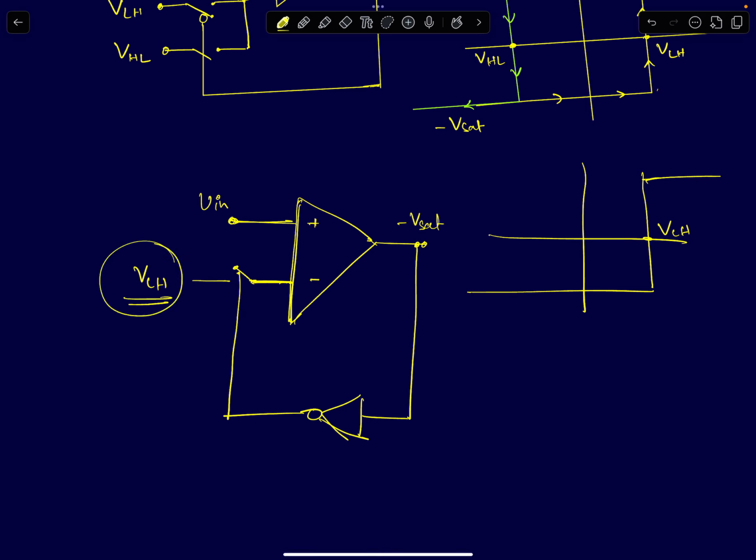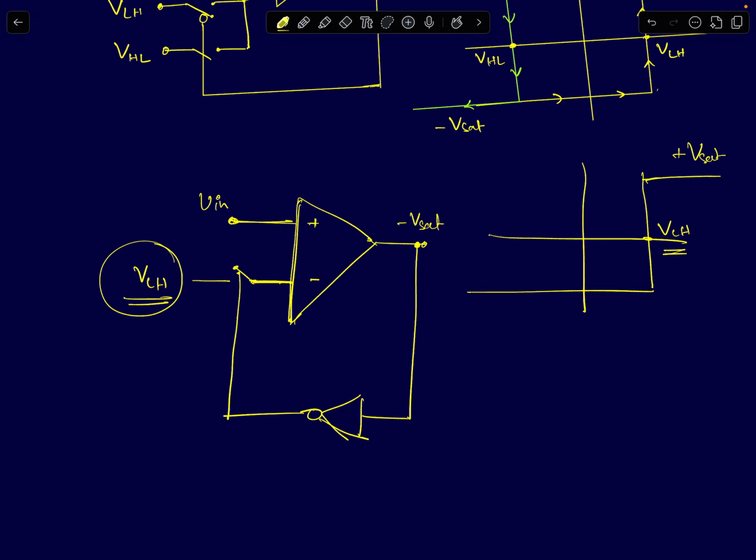Now when your input exceeds VLH, your output will go to plus Vsat. The moment your output goes to plus Vsat, remember what I said? A Schmidt trigger is a circuit with memory. It should be immediately able to change its threshold voltage. It should have the capacity to change its threshold voltage.